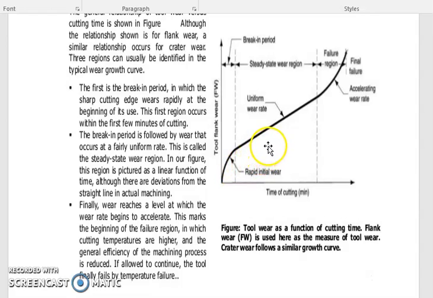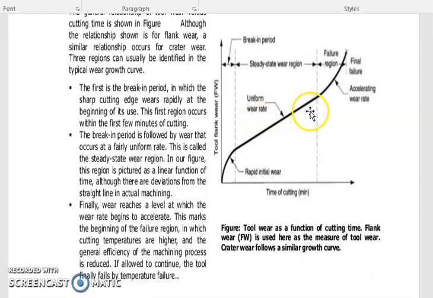Second phase, the steady state wear region. It follows the break-in period, and in this the wear rate is more or less uniform. In the last case we saw that it was rapid; in this case it is a uniform wear rate. So we can again represent this by a linear function. Although slight deviations will be there, it is more or less a uniform wear rate.